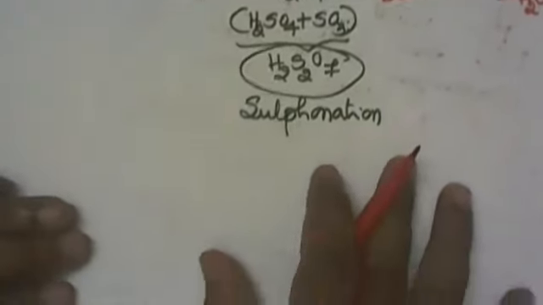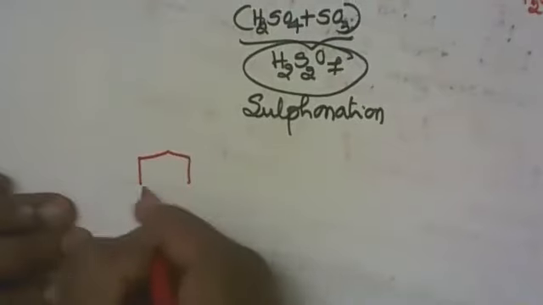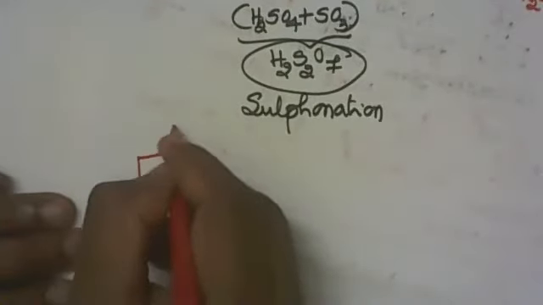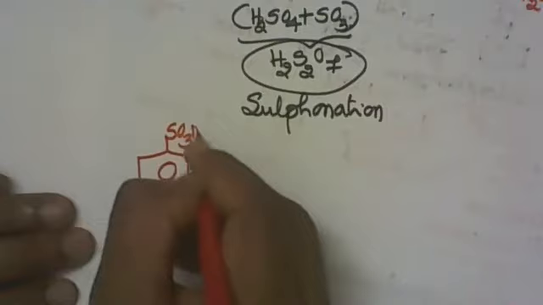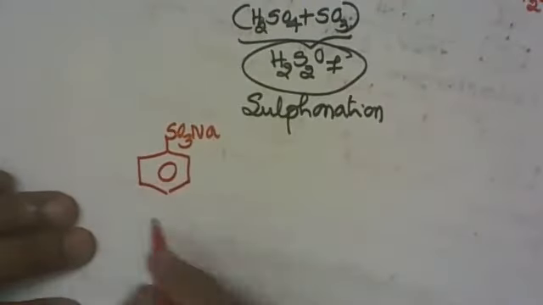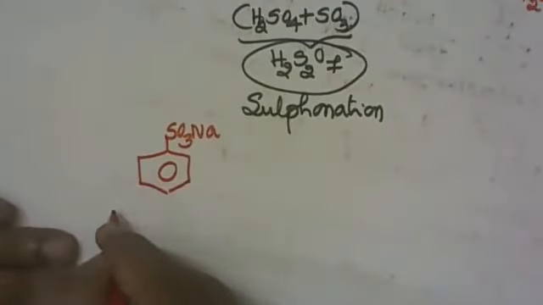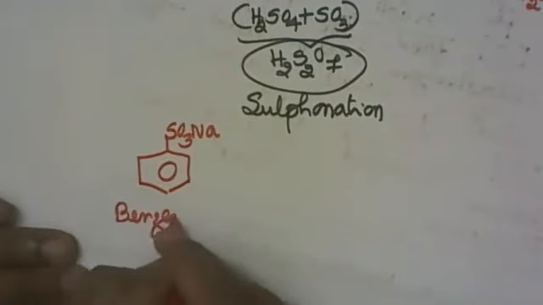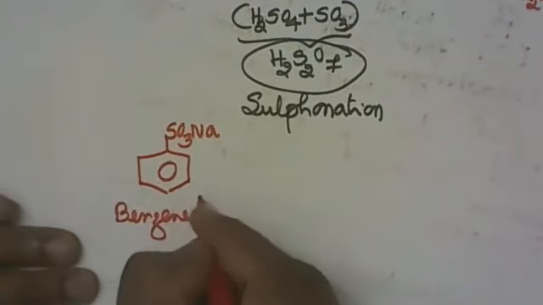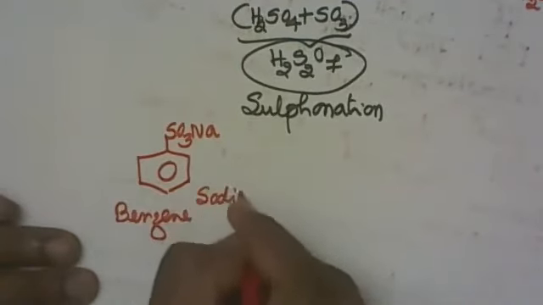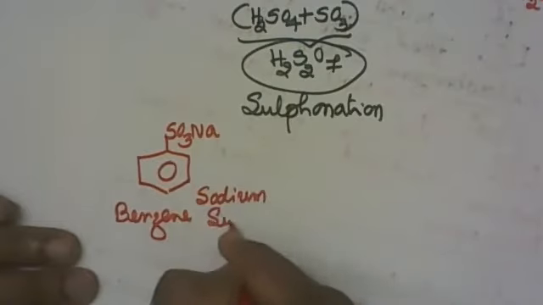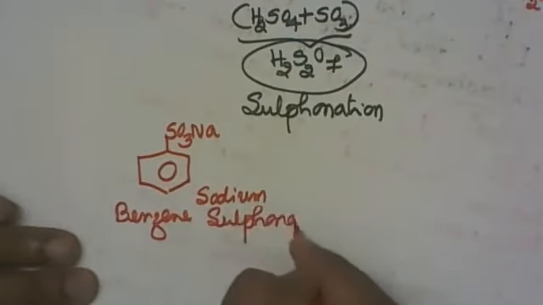So I'll be writing now the salt of benzene sulfonic acid, SO3Na. This is known as the benzene sulfonic acid salt or sodium benzene sulfonate.